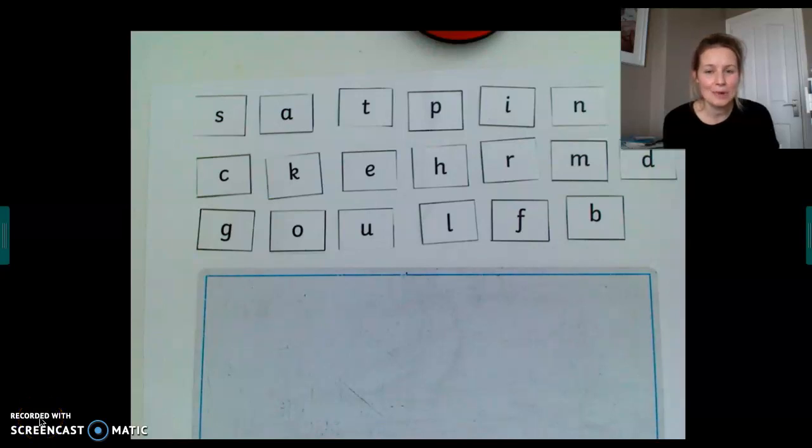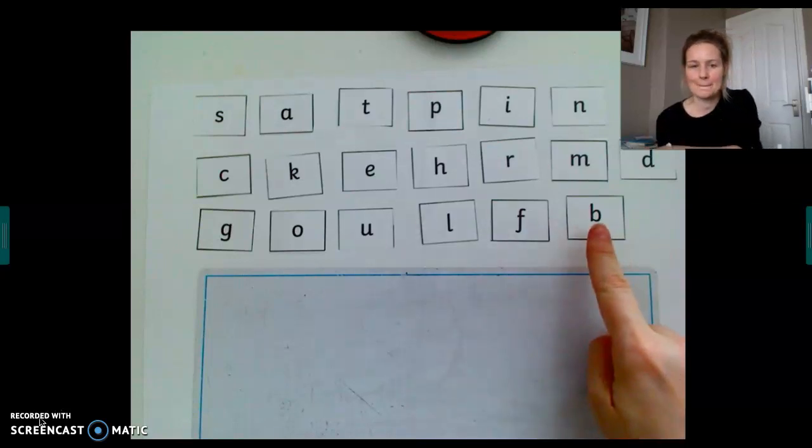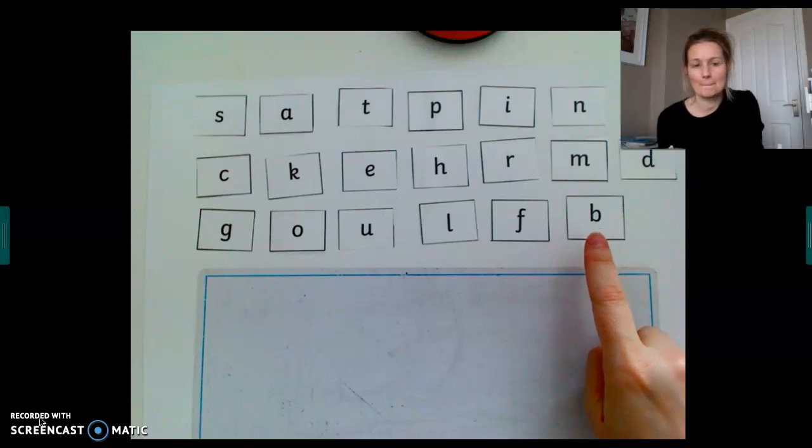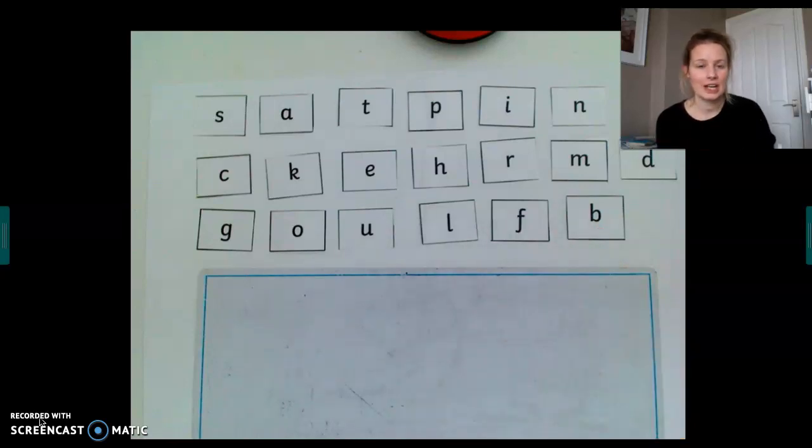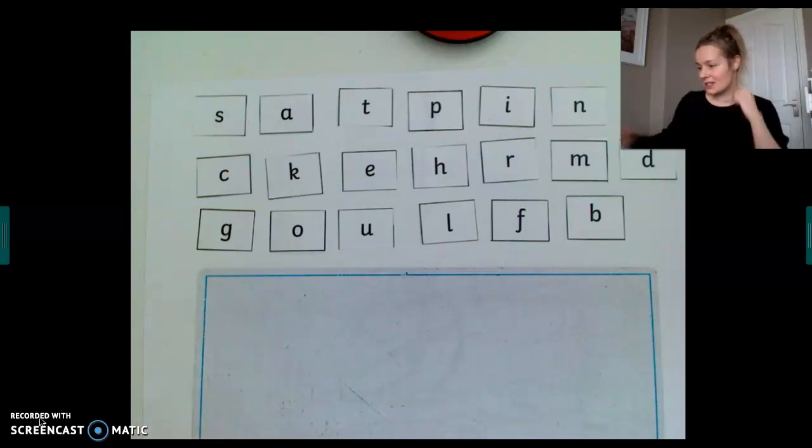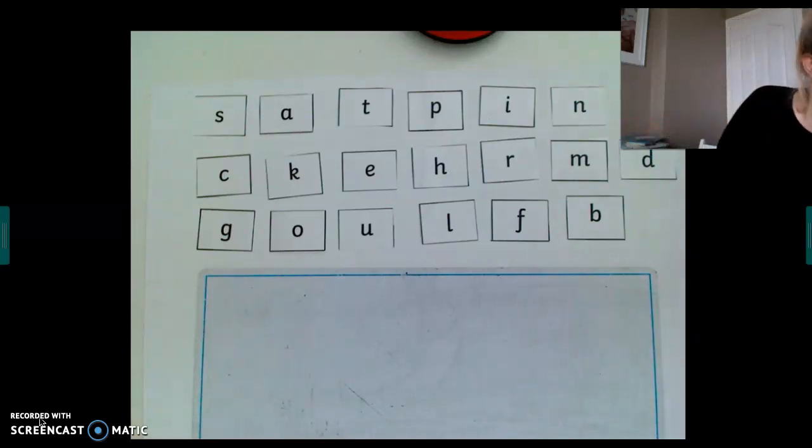Today we're going to do some more practicing of writing our words, and we're going to be looking at our sounds and our new sound that we learned yesterday, which was B, for bat or bug. So that was a really lovely sound. So we're going to do some writing, but first, before we do that, I'm going to play a little game just to have a little revise of our sounds.